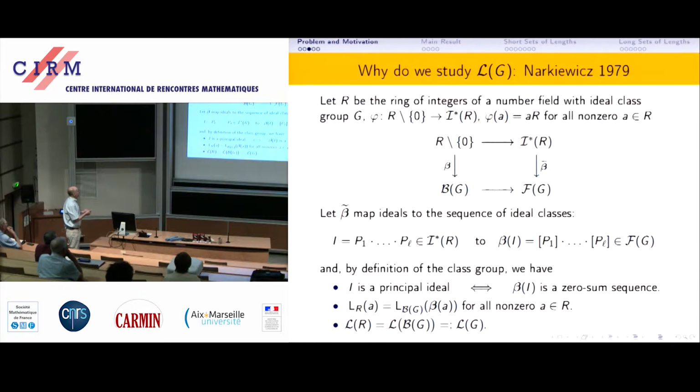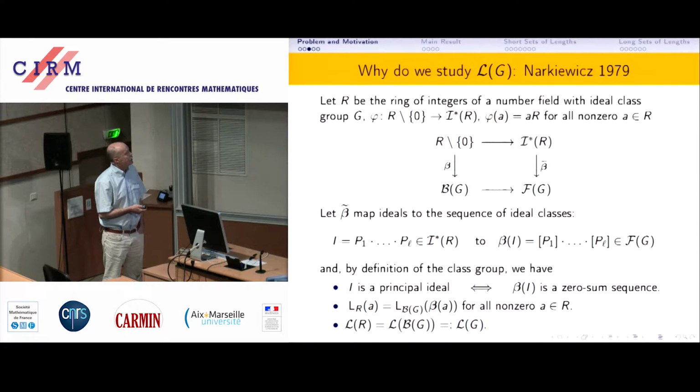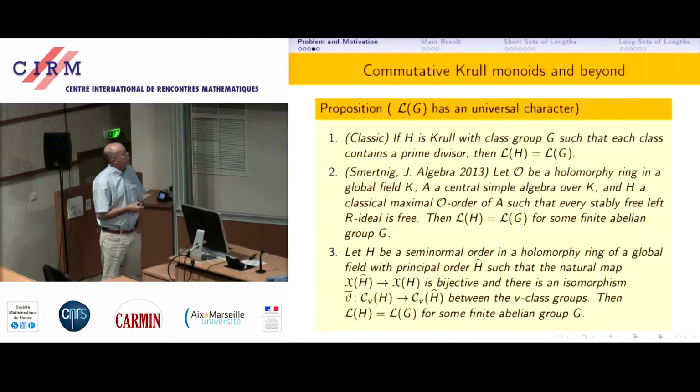And if you look at this again, you figure out that for every ring element A, the set of lengths of A with respect to the domain R is the same as the set of lengths of the zero-sum sequence beta(A) with respect to the monoid B(G). This is just the definition. And so why are we studying L(B(G))? We study it because this is a system of sets of lengths of the integers. So this was first formalized in the late 70s by Narkiewicz, and in the meantime there is much, much more.